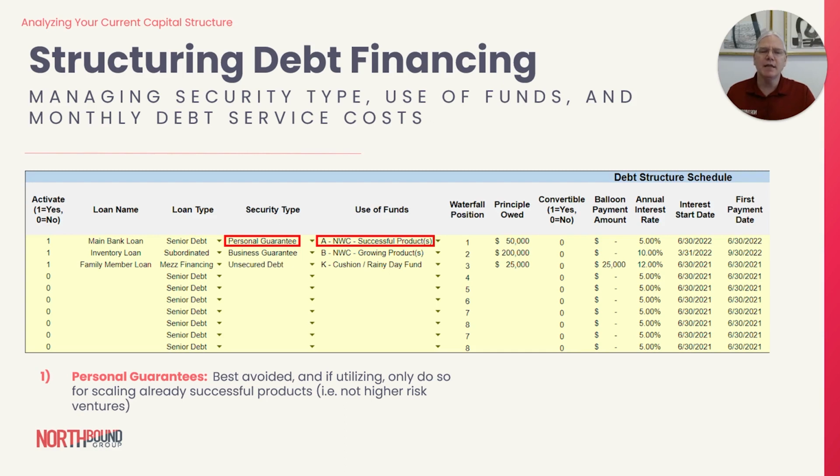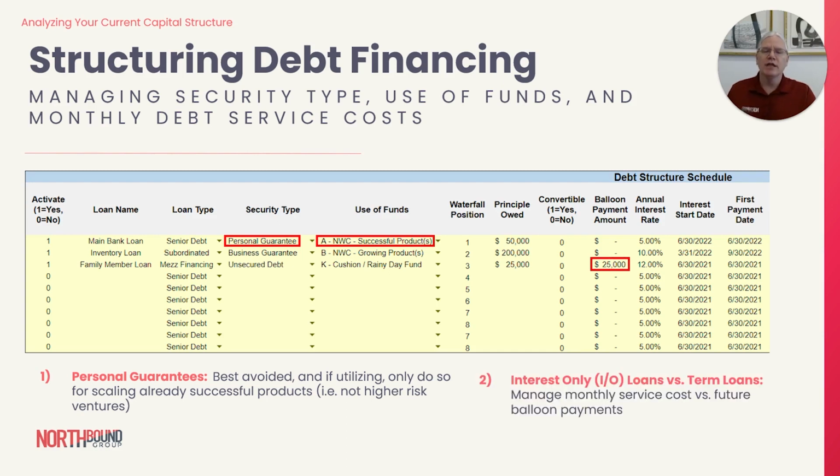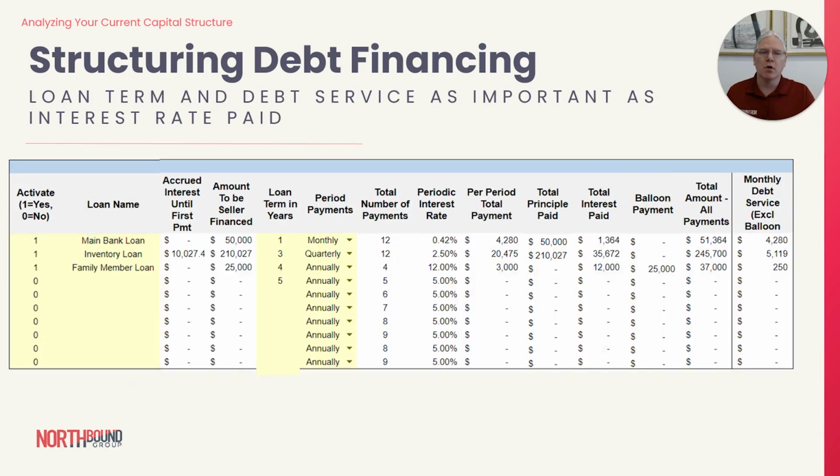And then the second key thing I'd like to point out on this chart is what is often referred to as a balloon payment or an IO loan, or interest-only loan. An interest-only loan allows you to pay interest on it, but you do not have to start paying back the principal for a period of time later. And this is very critical because it helps you manage your monthly service costs versus debt today and future balloon payments that you'll have tomorrow.